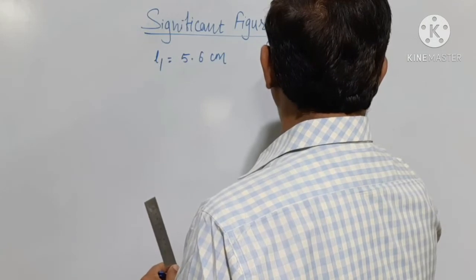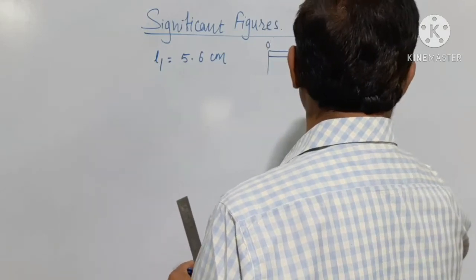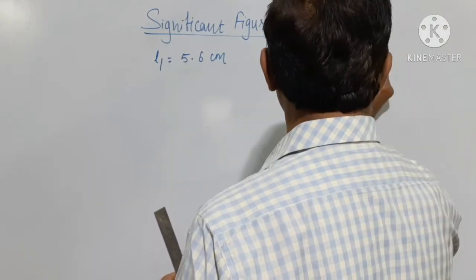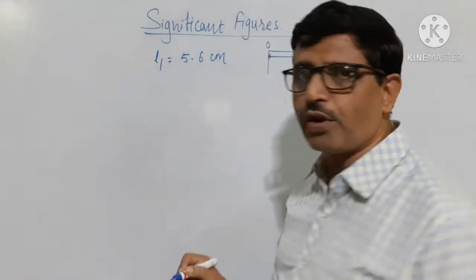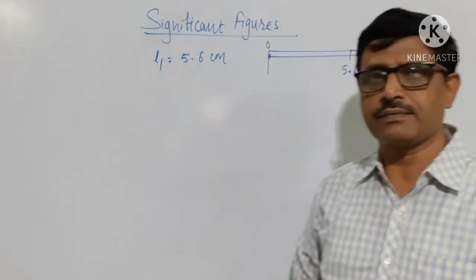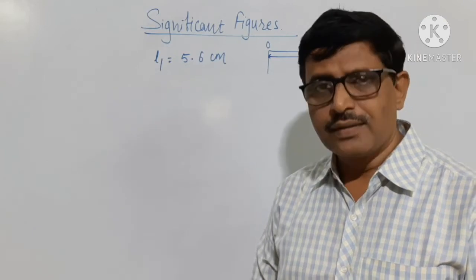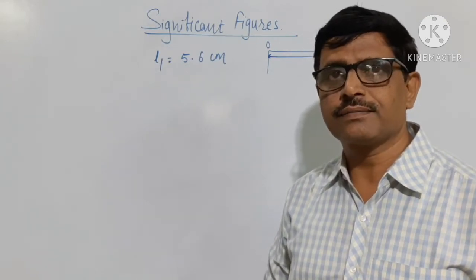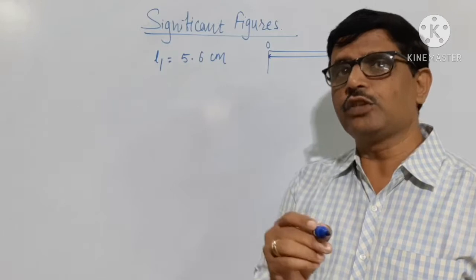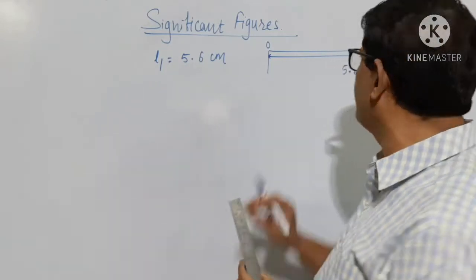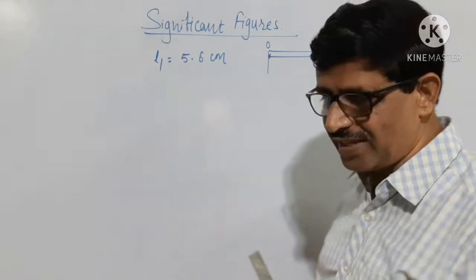And if the length is like this one, the other end is between 5.6 and 5.7, then we say that the length of the cap is in between 5.6 centimeter and 5.7 centimeter.